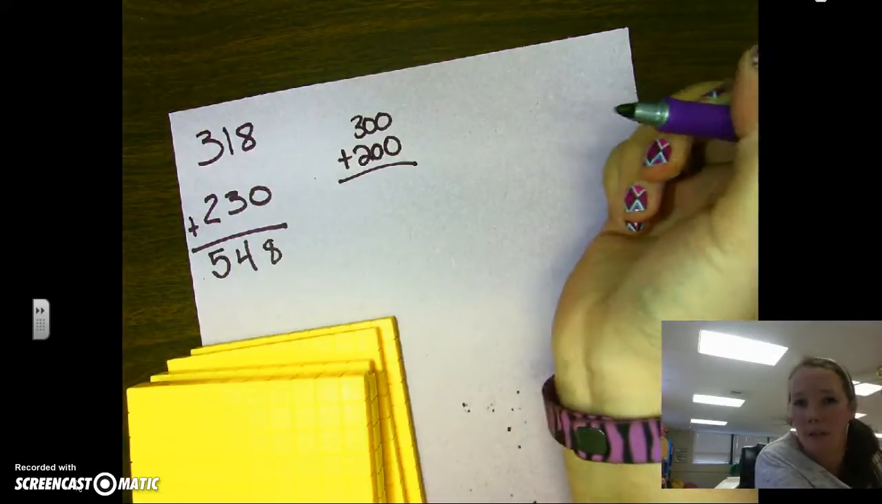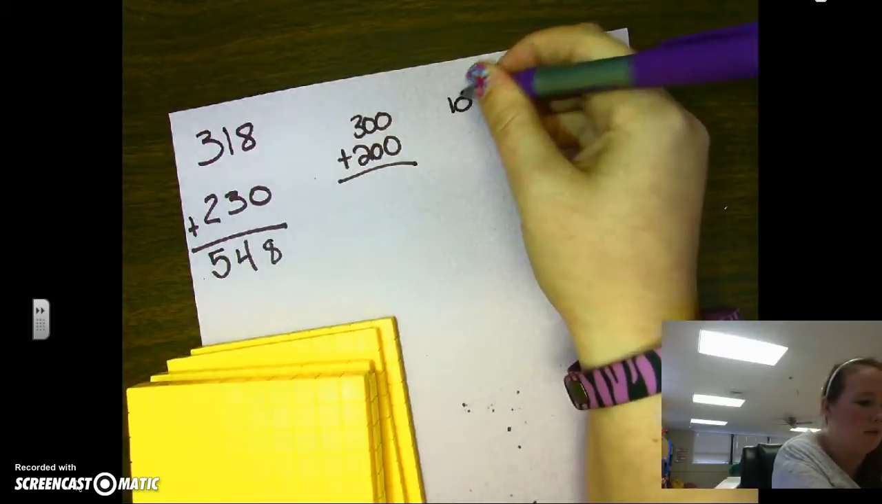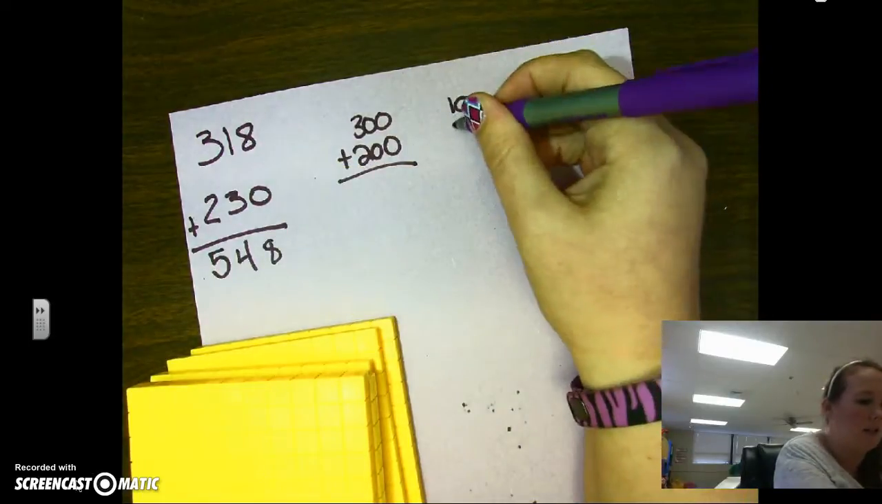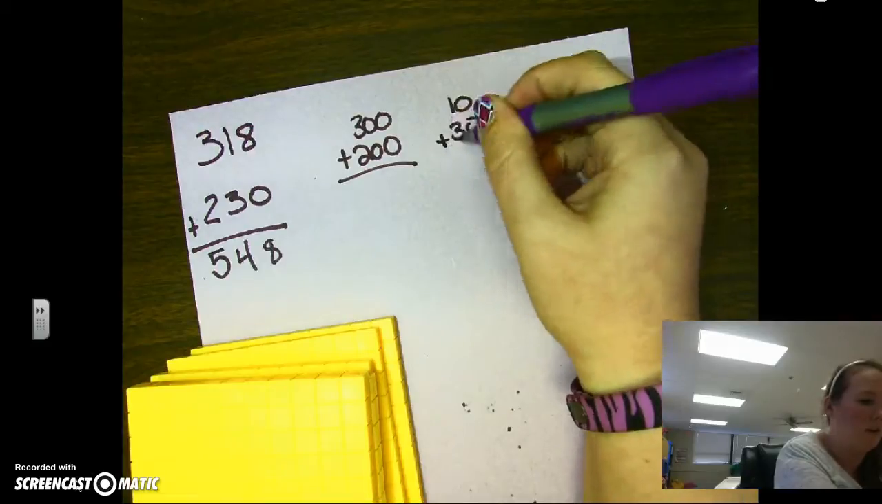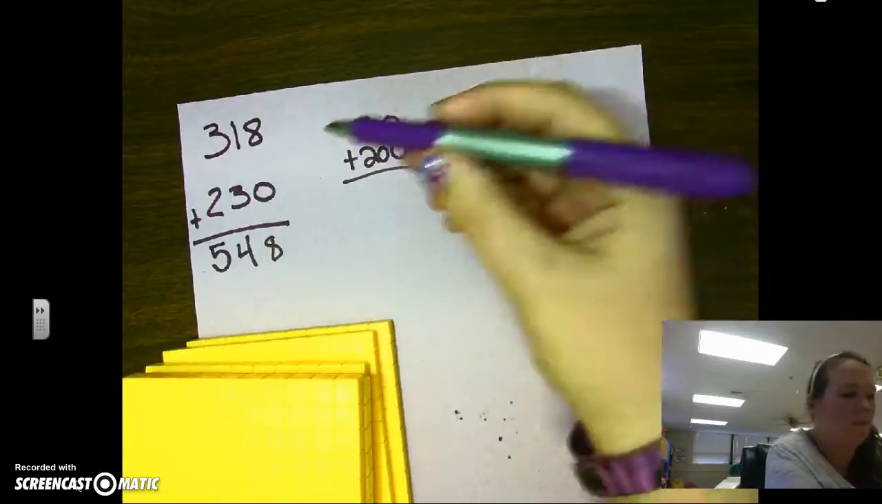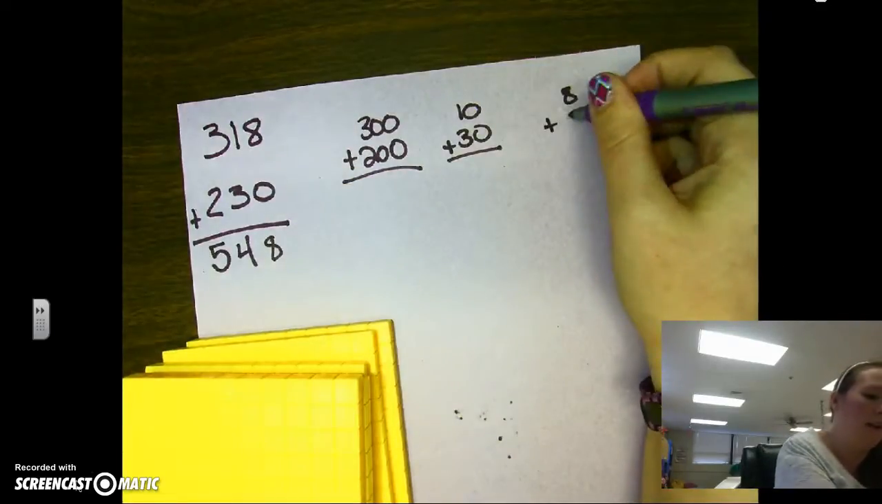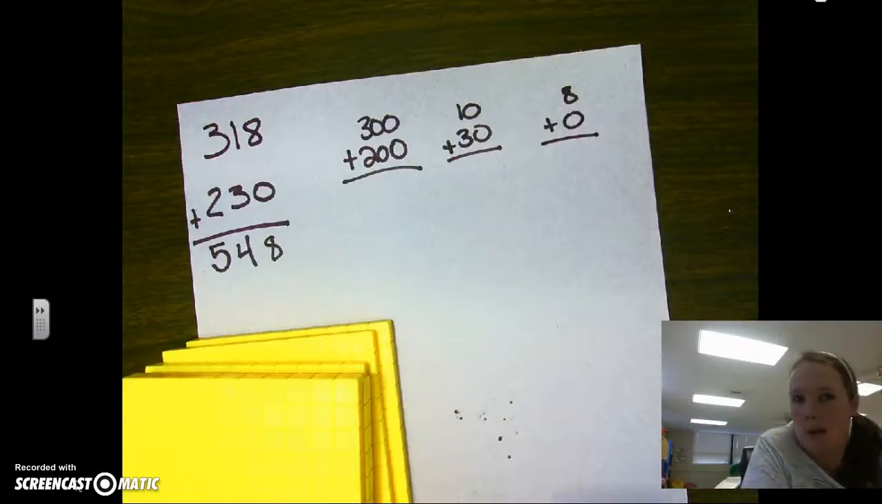And then I'm going to write down the tens place. I have a 1 and a 3. I know 1 ten has a value of 10. 3 tens has a value of 30. So I'm going to add those together. And then I'm going to move on to the ones place. I have 8 ones with a value of 8 and nothing with a value of nothing. So now I'm going to go ahead and add these together.